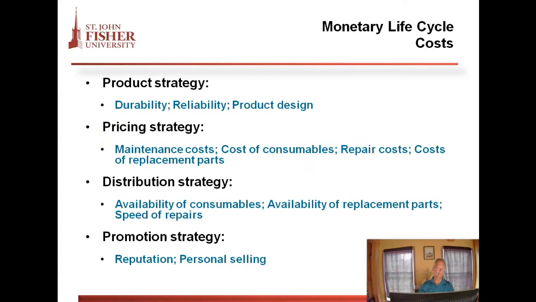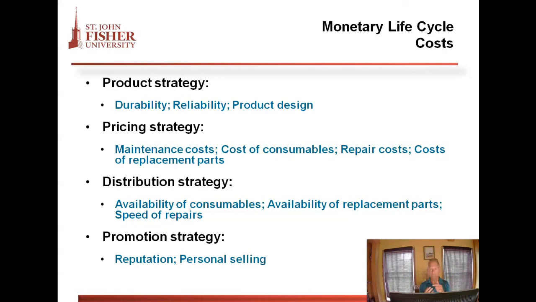We talked about monetary life cycle costs. That's how durable the product is, the maintenance costs of a product and a pricing strategy, and the availability of consumables within it. We do a case study in promotions management, and it's one of those products that mists your face. I can't remember what the product's called right now.